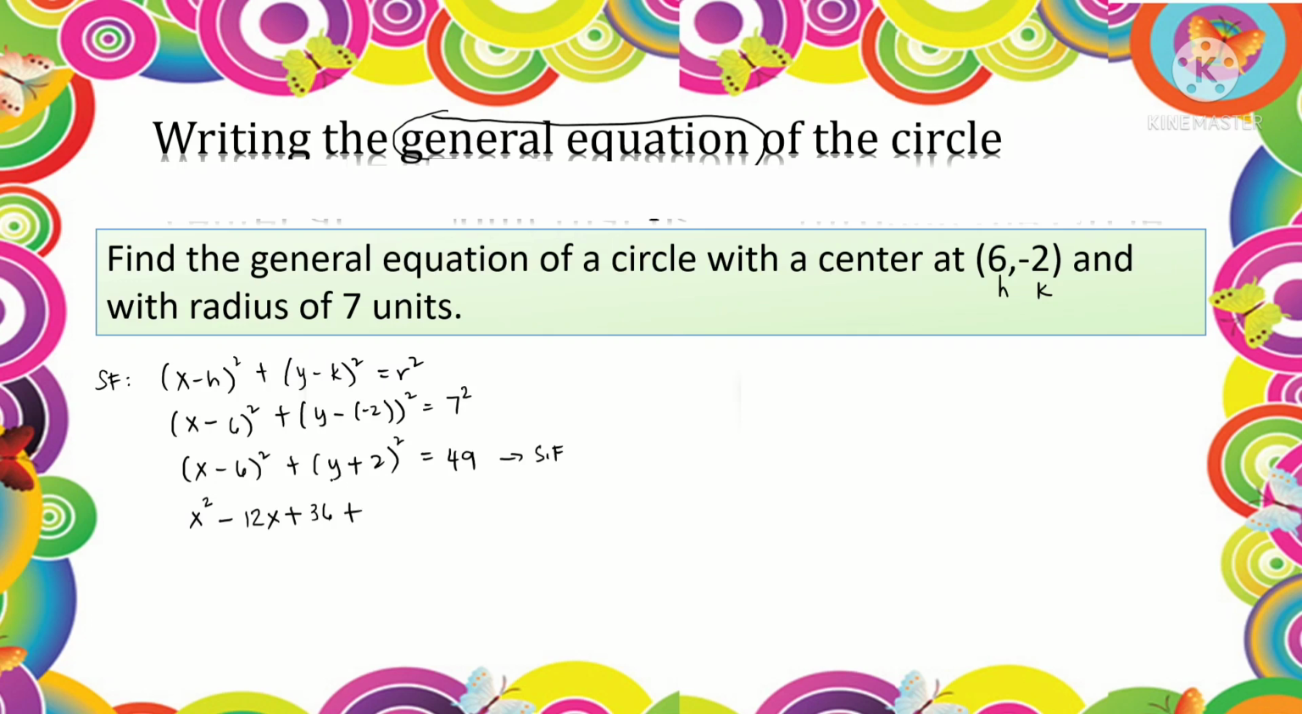Plus, let's have this one, (y plus 2) to the power of 2. Square the first term, y squared. Multiply 2 times y times 2 is positive 4y. Then square the second term, positive 4, equals 49.